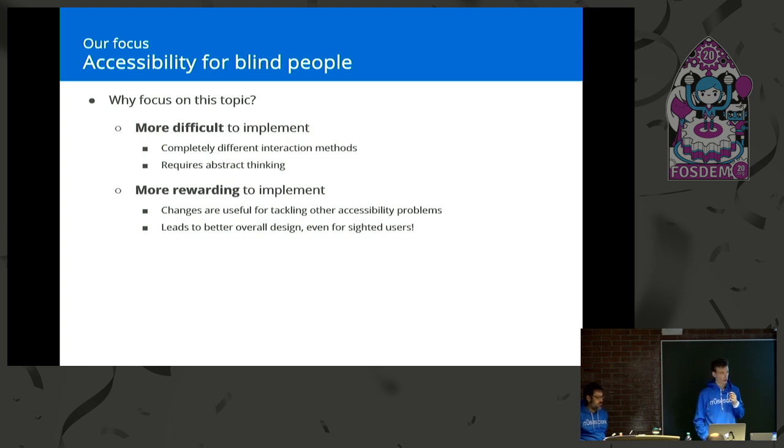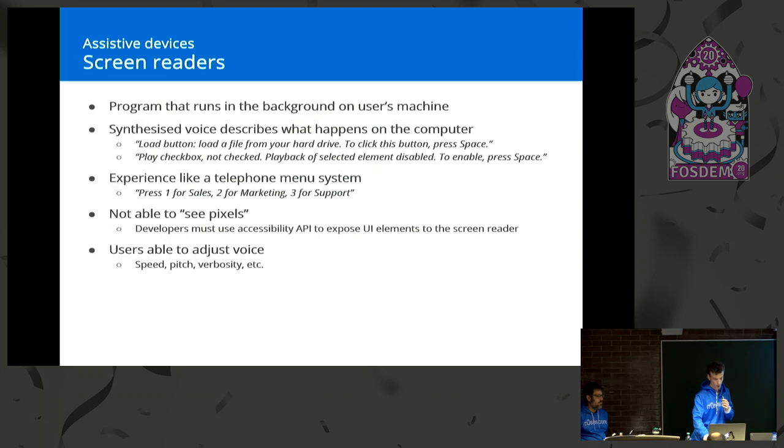But it's also more rewarding than other forms of accessibility in the sense that when you get accessibility right for blind people, you often find that it fixes other accessibility issues in the process or makes them easier to fix. And it also leads to better overall design as well, even for sighted users.